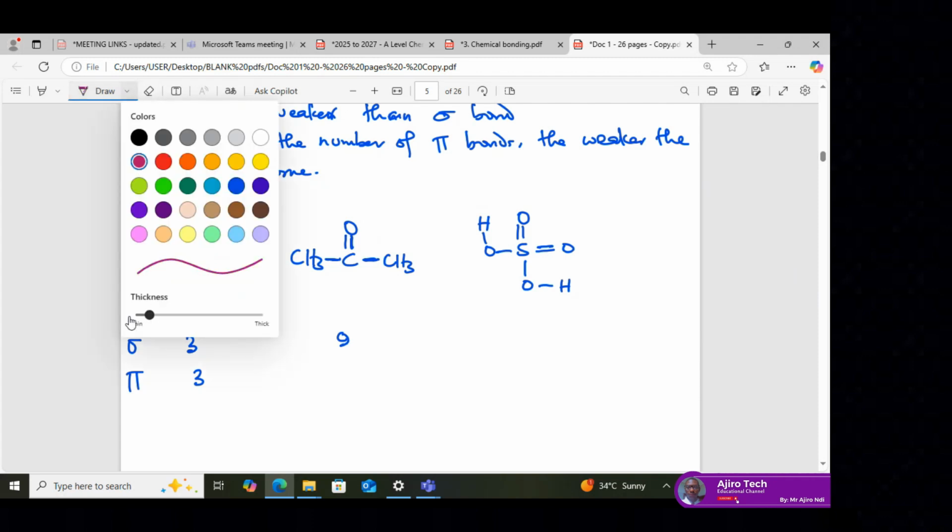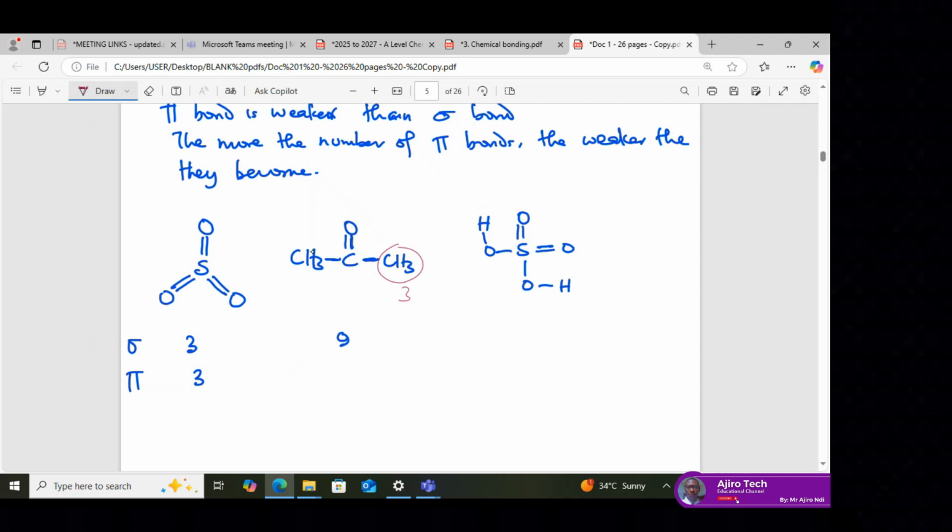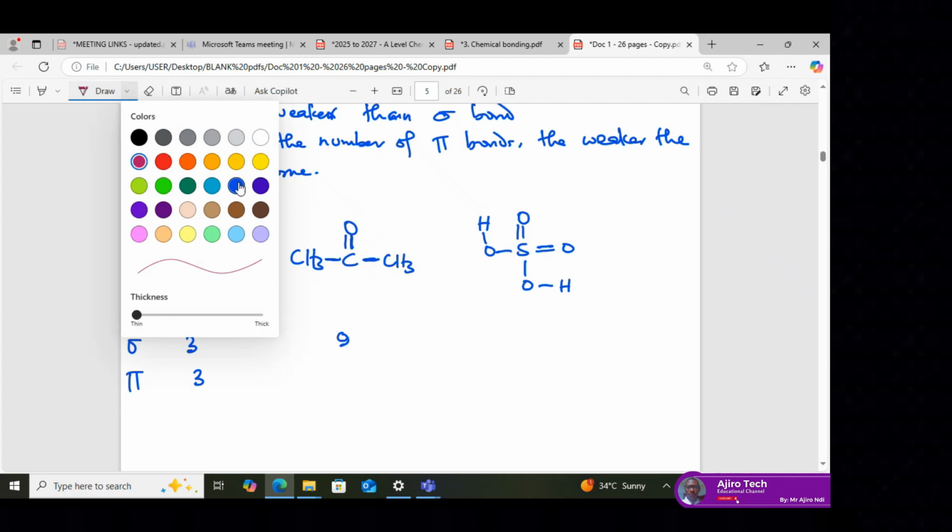You said each has 3. This guy has 3, this guy has 3. Then one of this guy. Do you agree it is 9? 3 on CH3, 3 on CH3, then the carbon on the left and right, 2. What about the one carbon-oxygen sigma? Do you understand why it is 9?